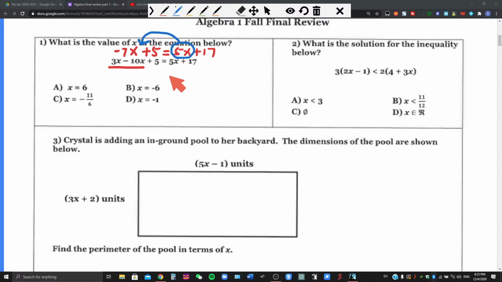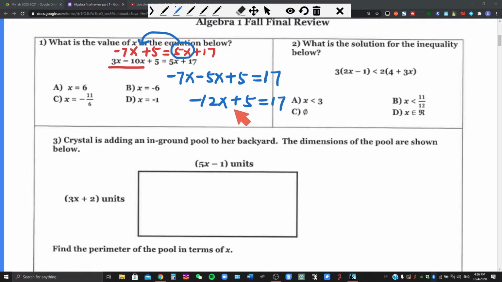So let me write it down. Negative 7x. This will become a negative 5x. So flip it. Copy the plus 5. Copy the equal sign. On the right, we have just a 17 left. So we have this. And now we combine the similar terms. Negative 7x subtract 5x is going to be negative 12x. Just combine these two terms. Plus 5 equals 17.